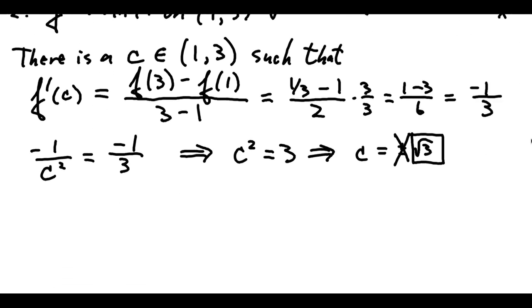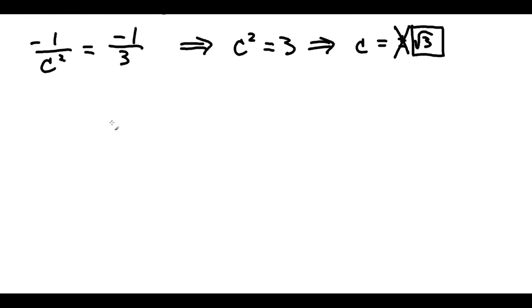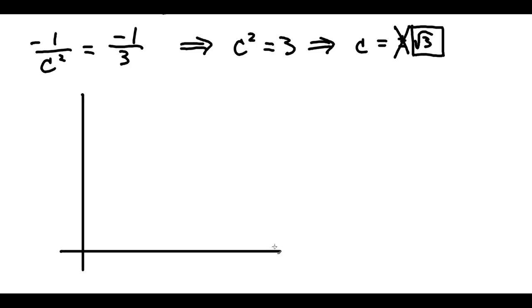For a quick illustration of what's going on here, they don't ask us to draw a graph, but let's just whip up something really quick to illustrate the idea of what's happening. We'll call that 3, which makes that about 2, 1, 1, 2, 3, very crudely speaking. So we have the point 1, 1. We're going from 1 to 3. At 3, we have 1/3.